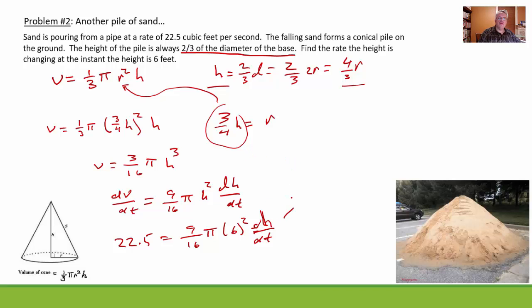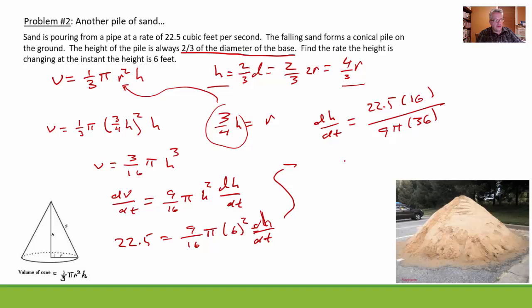Okay, so we get dh/dt equals 22.5 times 16 divided by 9 pi times 36. And when you do all of that, you should end up with, I got 0.354 feet per second.